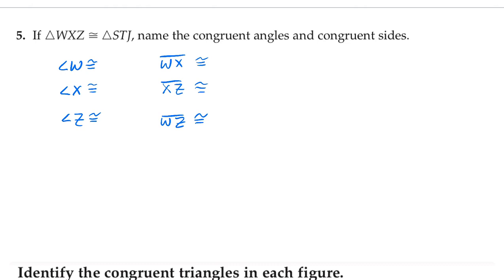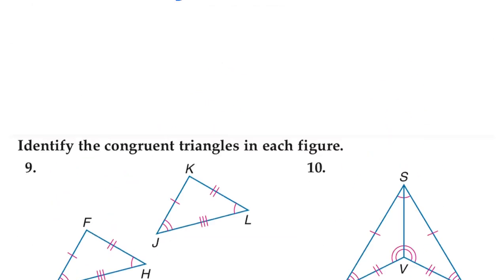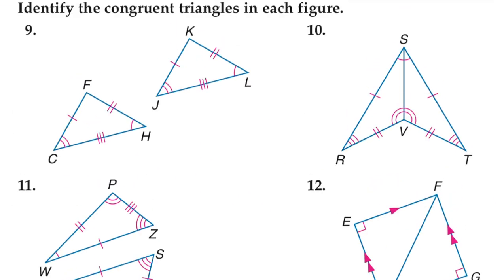So W is the first letter, so it matches angle S. X is the second, so that's T, and the last one's J. The sides, first, second, so that's ST. Second, third, so that's TJ. And then lastly is SJ, right, for WZ, okay? It didn't say, give a reason, okay.